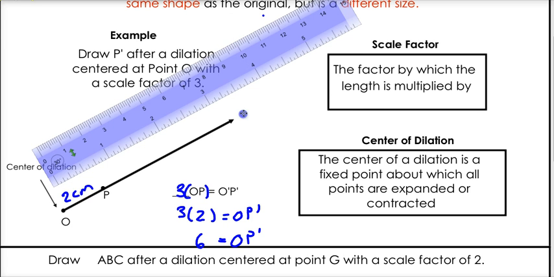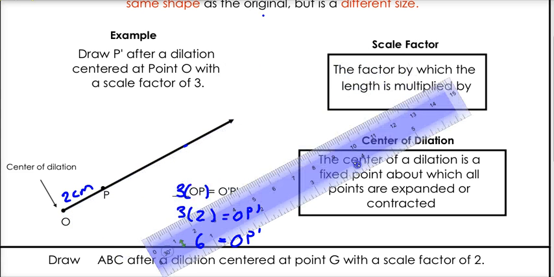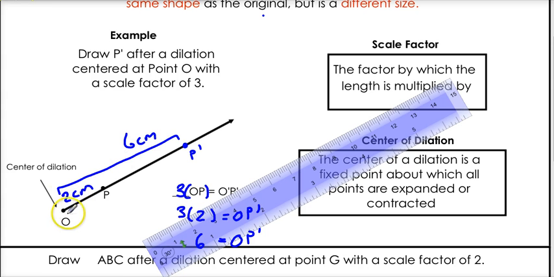So we go back to our ruler, and now we're going to measure 6 away. So P prime has to be here. That's going to be our new point, right? All right. Take our ruler off, and we just label this P prime. And this length is 6 centimeters. Alright, so a scale factor is just what you multiply the length by. The center of dilation is where you start, and that's where things move away from. And that's the main information.